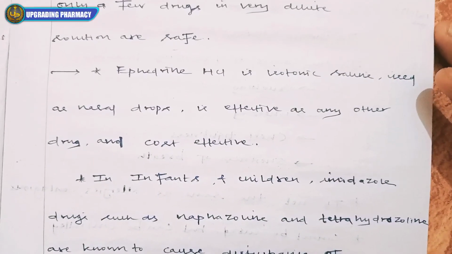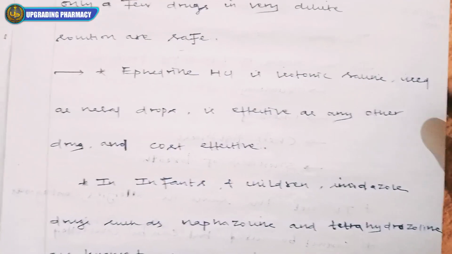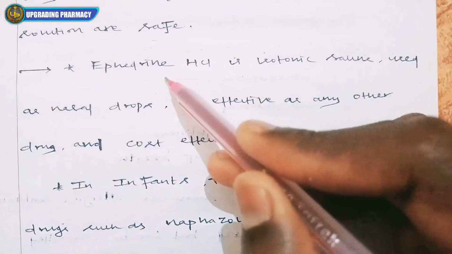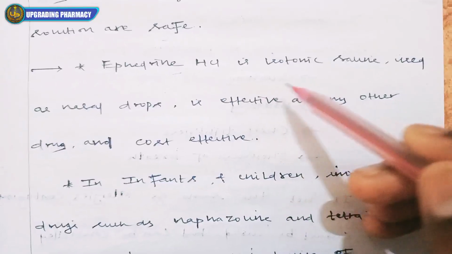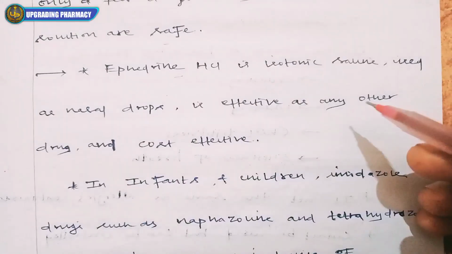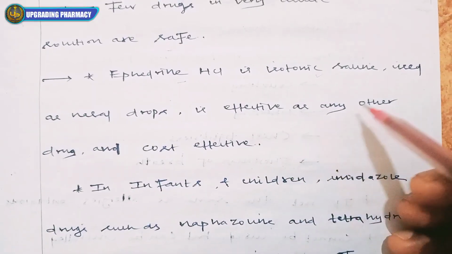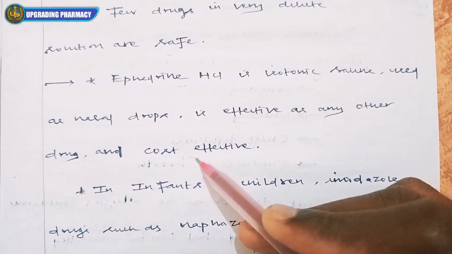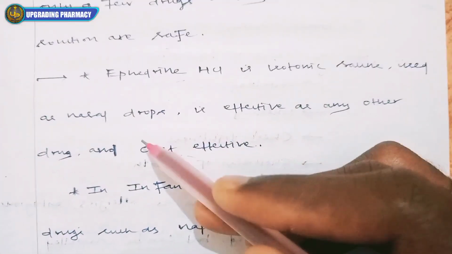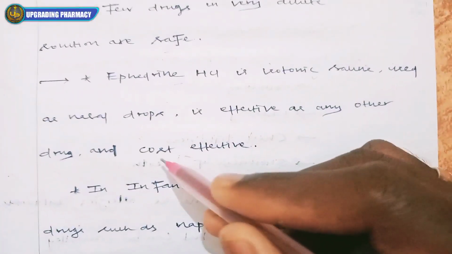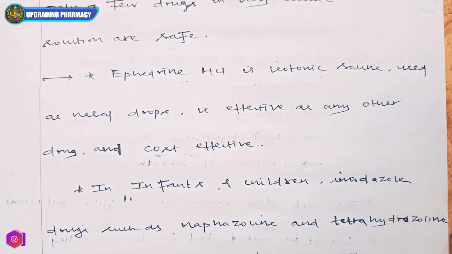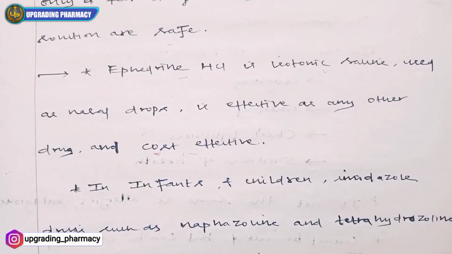Ephedrine HCl is used as an isotonic solution in nasal drops. It is isotonic with our body fluids. It is as effective as any other drug and cost effective. So the advantage of ephedrine is that it is therapeutically effective as well as cost effective.